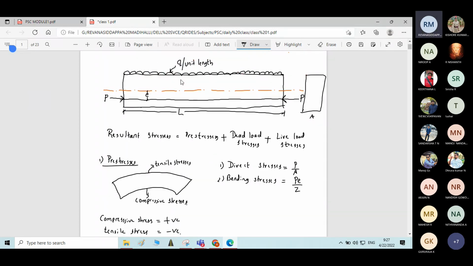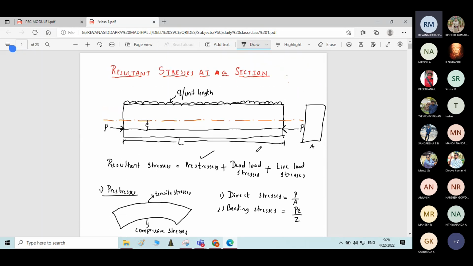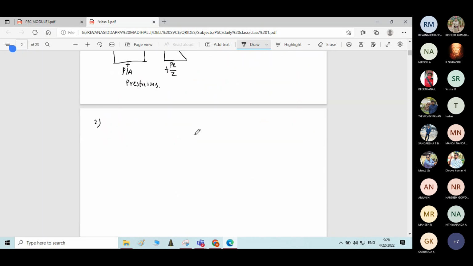Now the first one is over. Now we'll move on to the next type of stress. What is the second type of stress? It is dead load stress. Dead load stresses.